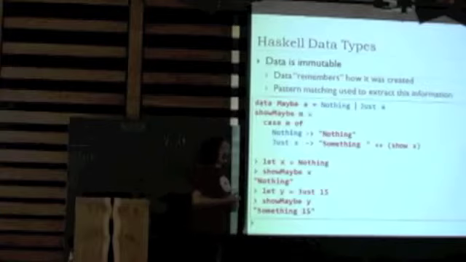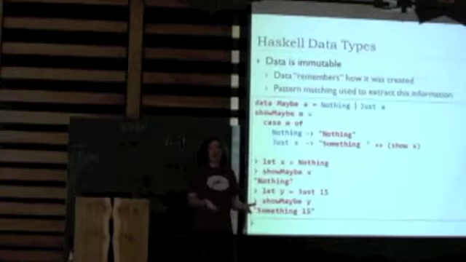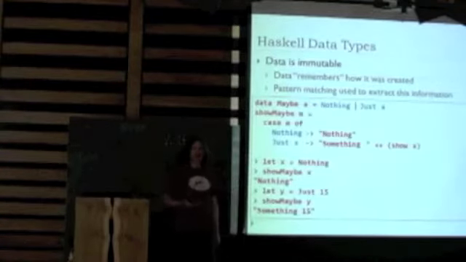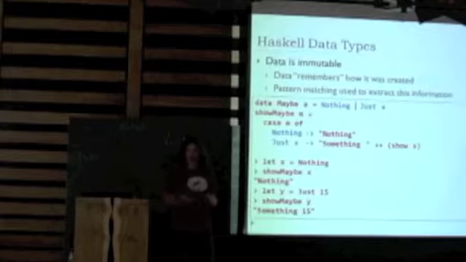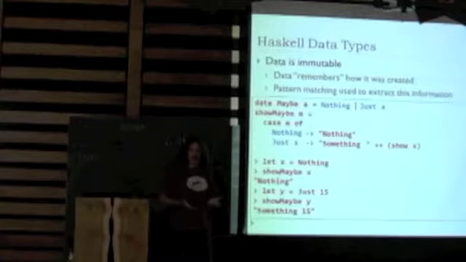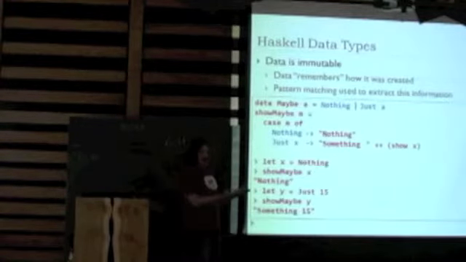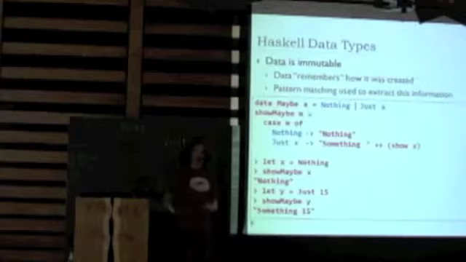So you get a piece of data from some other part of your program. How do you know how it was created? You have to ask it, how were you created? Were you created as nothing or as just? And if just, then what was the original value? And this you do using pattern matching. So you say, do you match this pattern or do you match the other pattern?